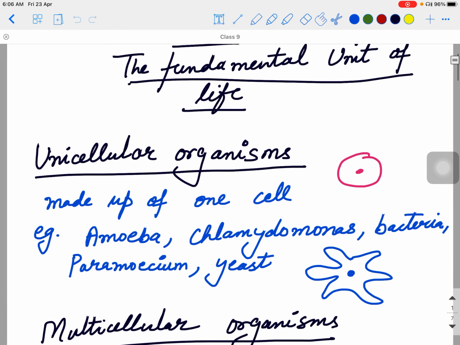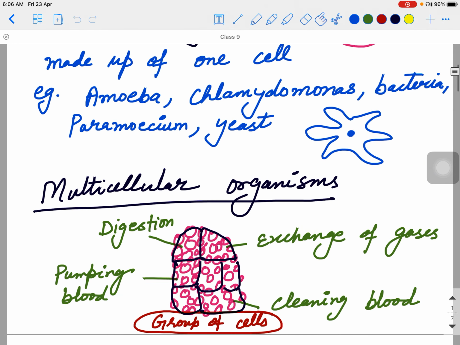Now let's move to multicellular organisms. These organisms are made up of more than one cell. Actually, they are made up of many cells. So in their body, there are many cells, and these cells form groups. So you will find groups of cells in multicellular organisms, and each group will perform one specific function. For example, this group will perform digestion. This group will perform exchange of gases. Similarly, different groups perform different functions.